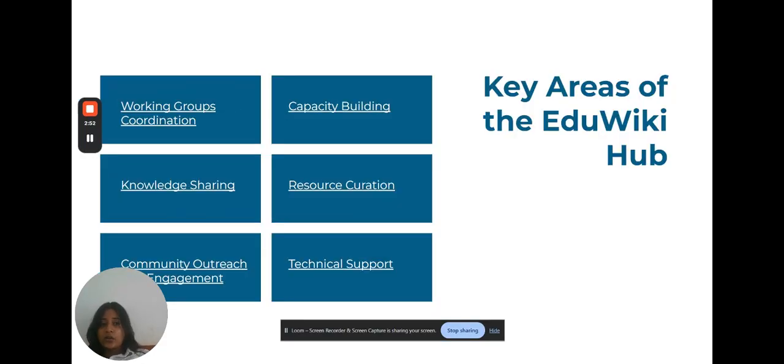What are the key areas of EduWiki Hub? So the main key areas are working groups. There are four working groups which the hub has set up. The working groups are the outreach and engagement working group, resource curation and development working group, technical infrastructure working group, and capacity building and volunteer support working group.